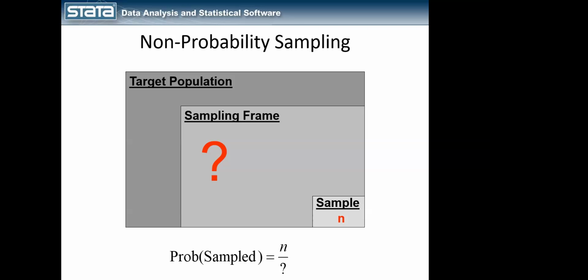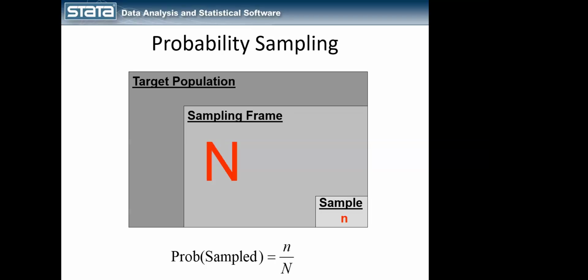Well, if we knew the number of people in the sampling frame, we could calculate the probability that any particular person in the sampling frame makes it into the sample. But if we don't know the size of the sampling frame, we only know the size of the sample, that's called a non-probability sample. And that's what we typically do in statistics. Most of the statistical methods that we learn assume a non-probability sample. Okay. Now, in survey sampling, we are going to deal almost exclusively with probability samples.